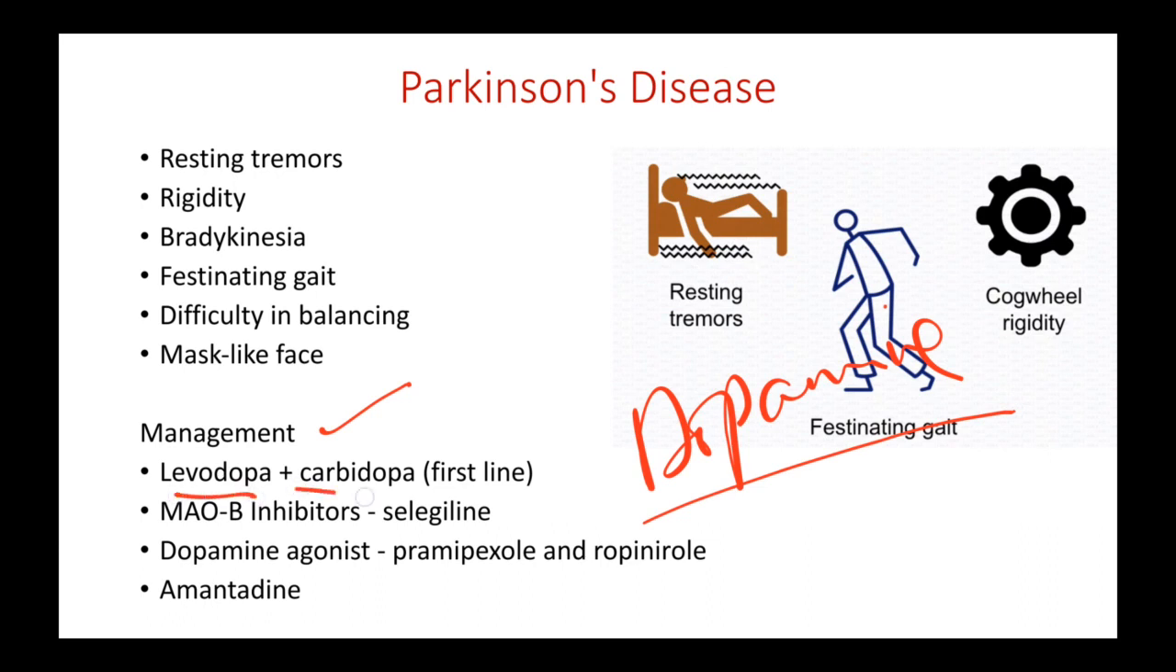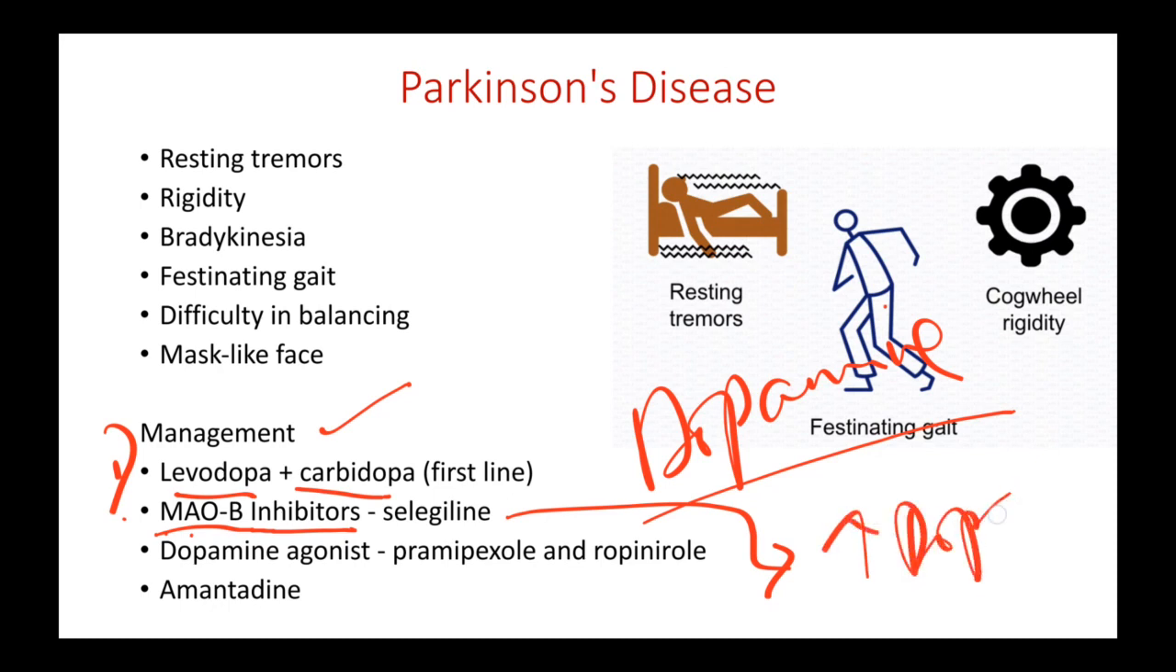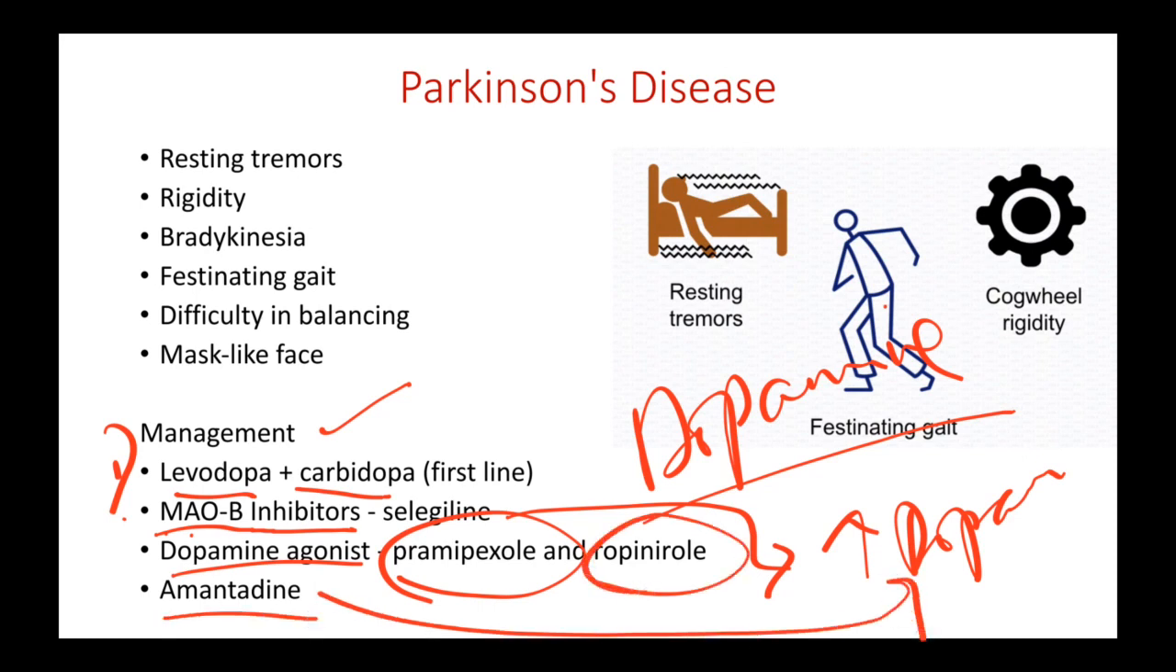So levodopa and carbidopa. And the second line treatment is MAO-B inhibitors, that is monoamine oxidase B inhibitors. What these do is they reduce the breakdown of dopamine. Because of that, there will be increased dopamine levels. And dopamine agonists such as pramipexole and ropinirole, and amantadine, also increase the dopamine levels in the body.